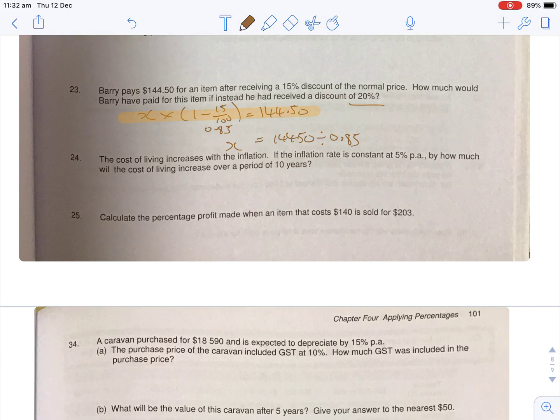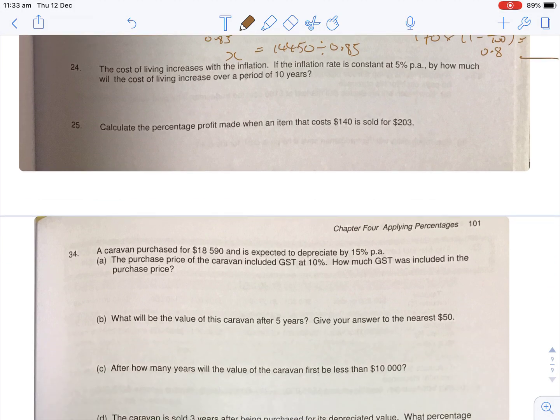Now, once we've found this number, I better do it so we can process it further. 144.5 divided by 0.85 gave me an original price of 170. So my x was equal to 170. If he'd instead received a 20% discount, then we're basically just going to now discount that 170 by 20%. So times 1, take the 20 on 100. 20 on 100 is 0.2, so we're really timesing it by 0.8, and that would give us what he now would have paid if he'd got a 20% discount instead.